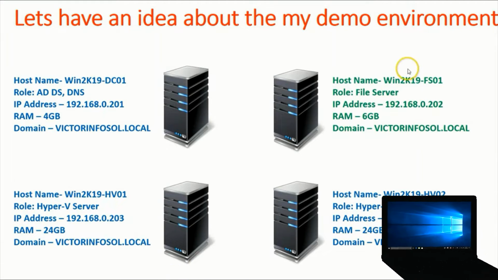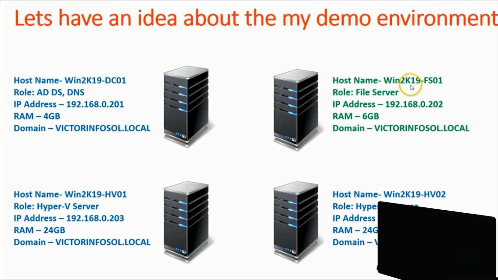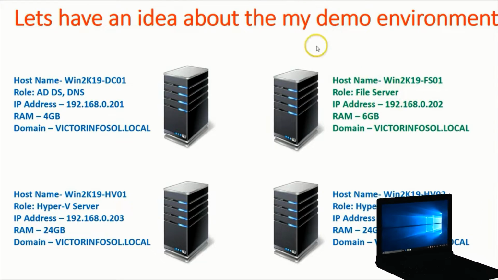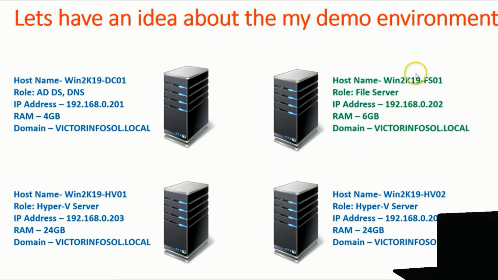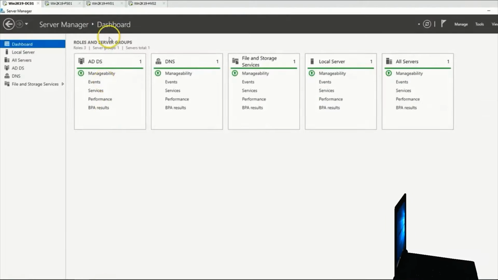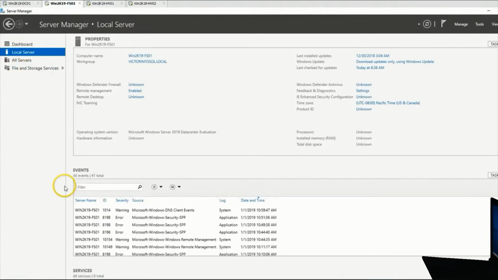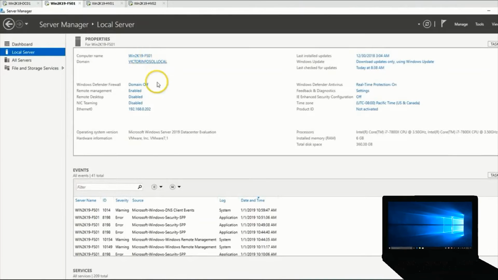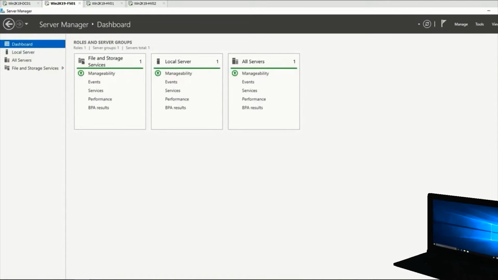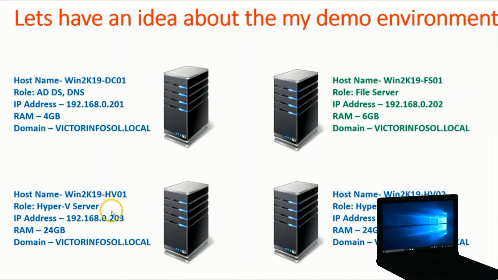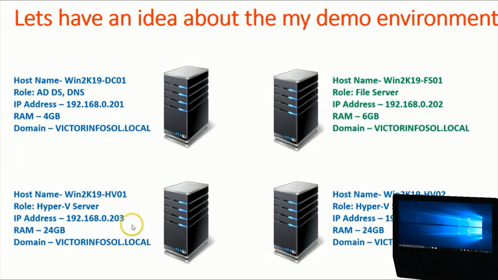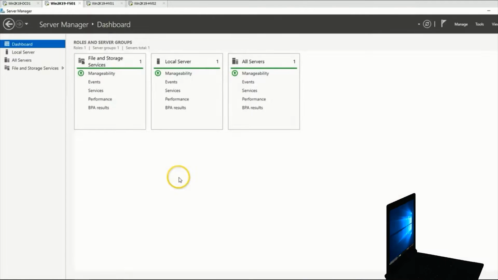The second server is going to be my Win2K19FS01, which is basically a file server, because iSCSI target comes under the file server role. So this is going to be our iSCSI target server, or file server, and then we have two Hyper-V hosts. This is my FS01, Win2K19FS01, running in my domain, infoserver.local. So this is the iSCSI target server, and the others are two Hyper-V hosts, Win2K19HV01 and HV02. Both are Hyper-V servers. Let's verify this.